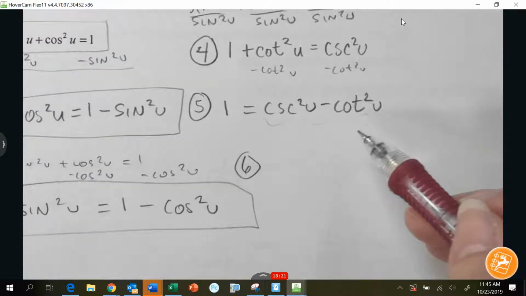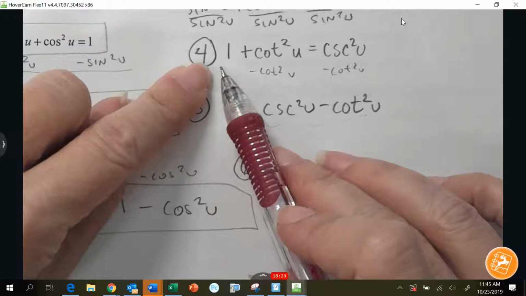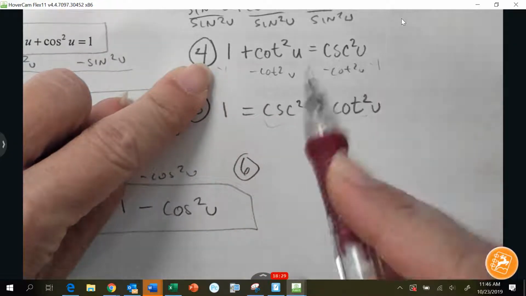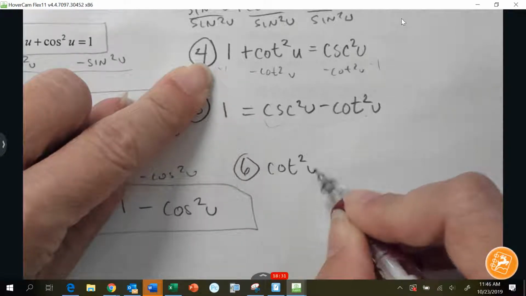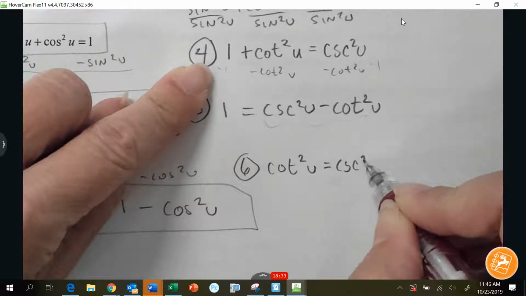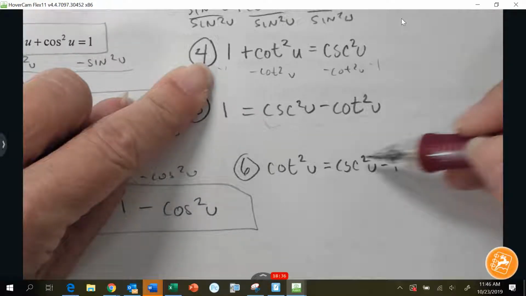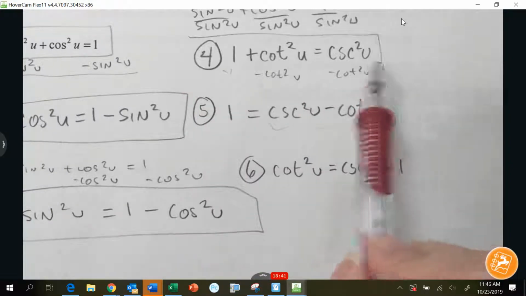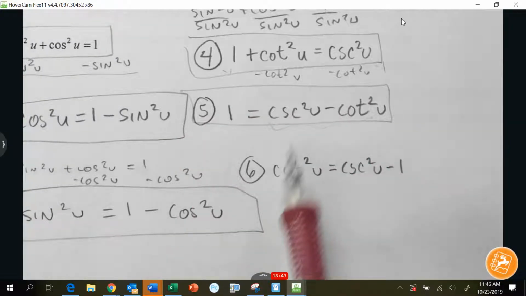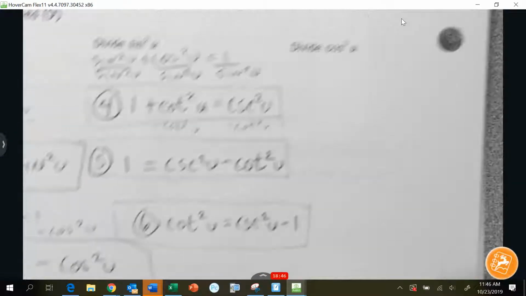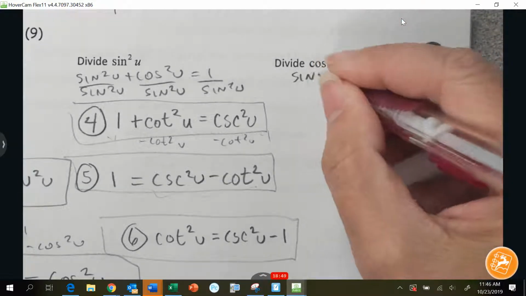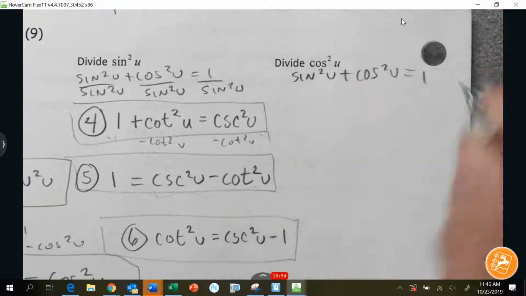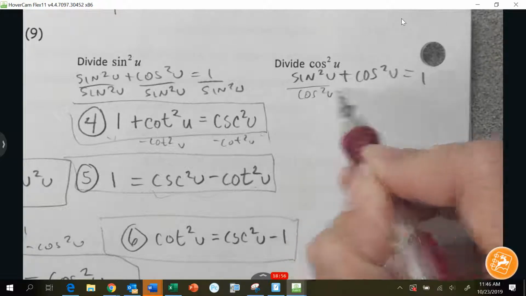And then looking at number 4 up here, I could have moved the 1 instead. I could have subtracted the 1 instead. So cotangent squared u is equal to cosecant squared u minus 1. So I'm just reordering them at that point. So there's 4, 5, and 6. And then for number 7, we're going to go back to sine squared u plus cosine squared u equals 1, and we're going to divide everything by cosine squared u.